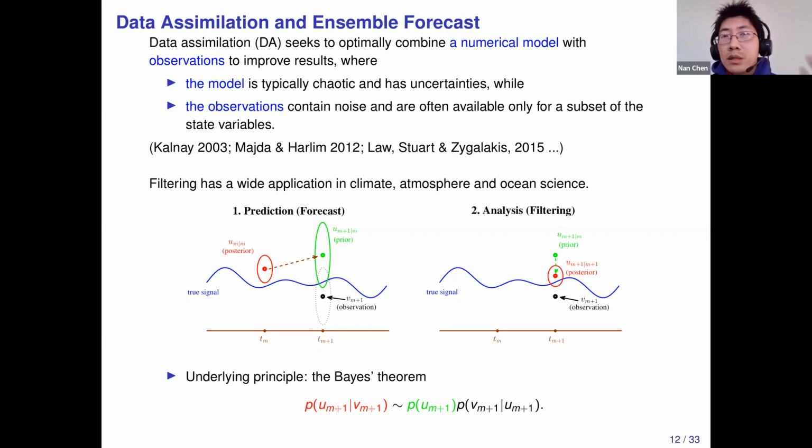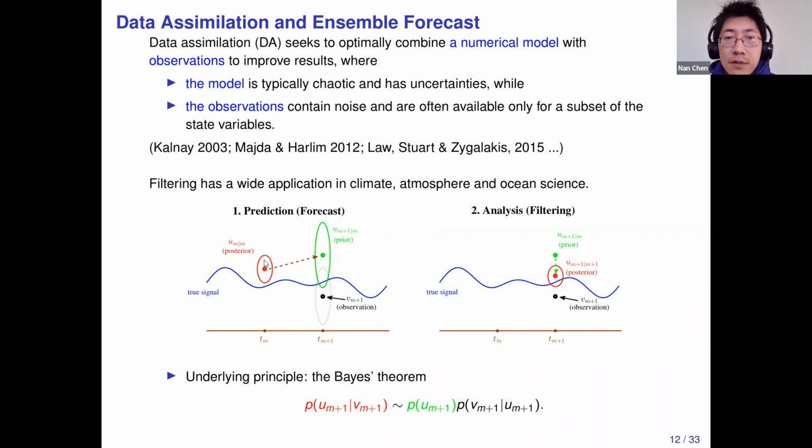So completely trusting a model will lead to big issues. On the other hand, you will also have observational noise in your observations. And as I said, we may only have partial observations. So we cannot completely rely on observations either, because that will not provide us complete information. And that's the motivation. You have to combine these two things together.